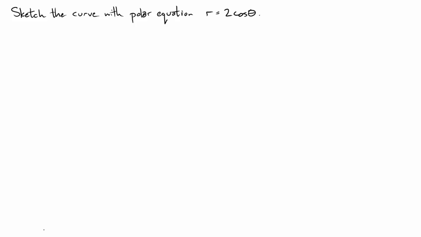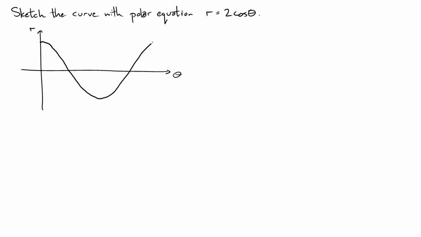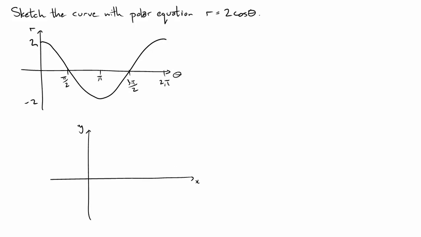Sketch the curve with polar equation r equals 2 cos theta. We're going to start by treating r and theta as if they were Cartesian coordinates, and we'll graph the curve 2 cos theta. So it oscillates between plus 2 and minus 2, crosses at pi over 2 and 3 pi over 2. There. And now our goal is to use that curve to construct a plot of the polar equation in the xy plane. Start by looking at this portion of the curve here.